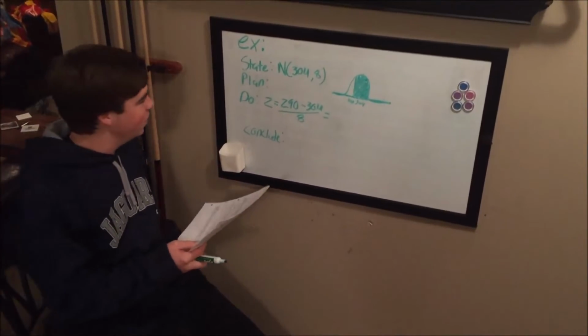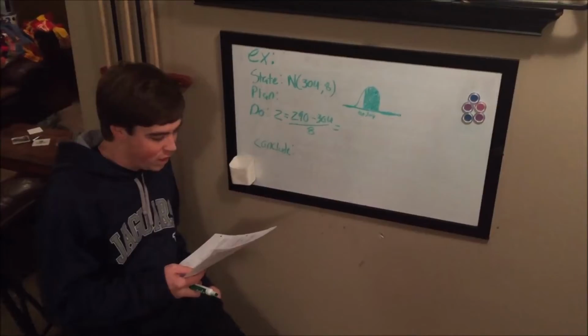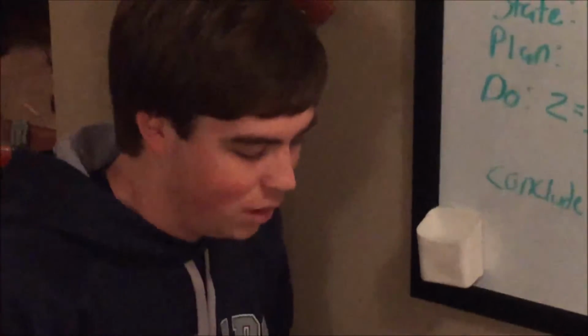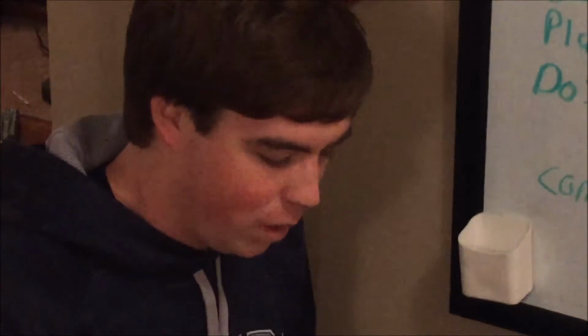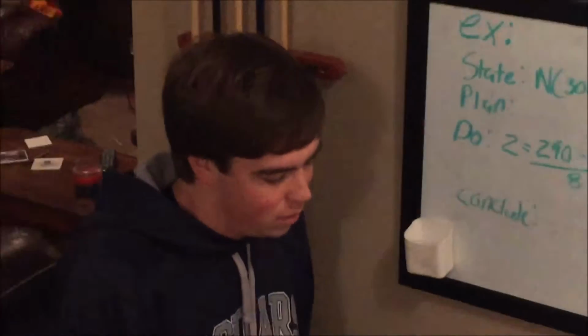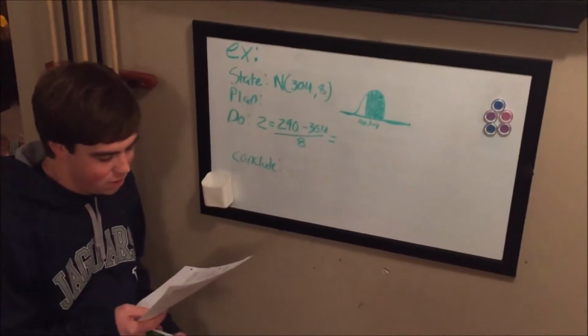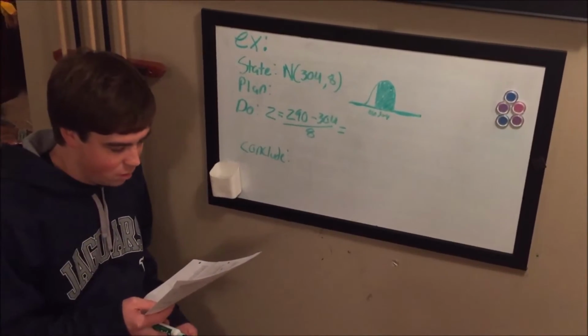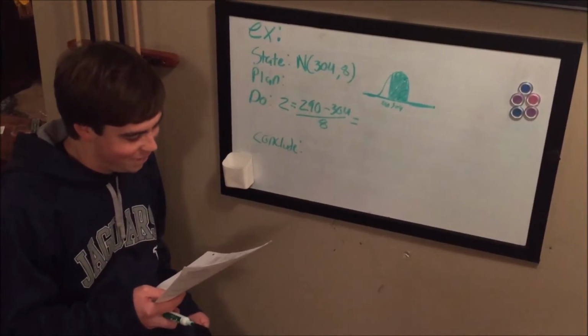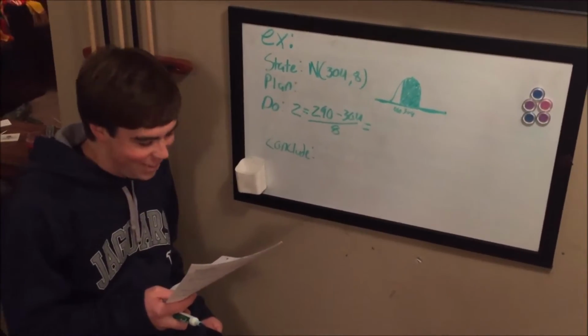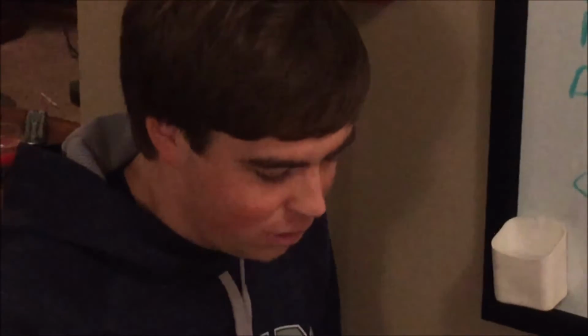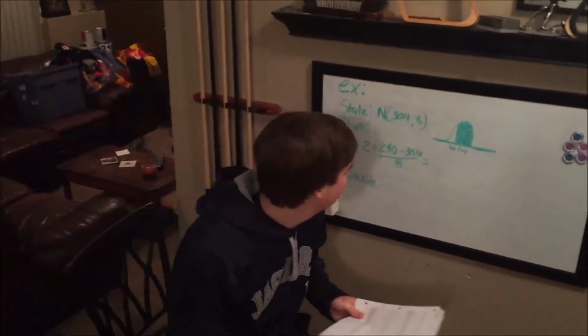So our first example is, on the driving range, Tiger Woods practices his swing with a particular club by hitting many balls. When Tiger Woods hits his driver, the distance the ball travels follows a normal distribution with a mean of 304 and a standard deviation of 8 yards. What percent of Tiger's drives travel at least 290 yards?